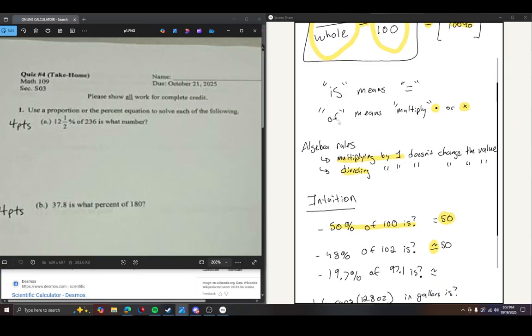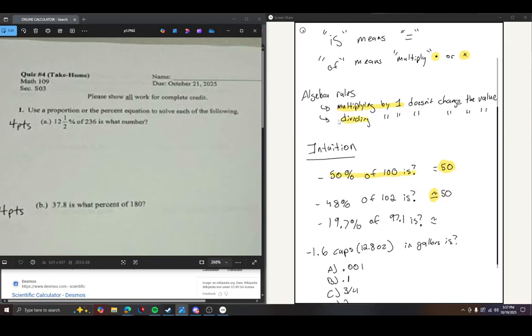There are some of these questions like 12.5% of 236, right? You can estimate that as 10% of 250 or 200, somewhere in that ballpark. So when you do your math, if you get an answer that's 1,000, you know that that answer is incorrect. So that's what I think is a useful thing.